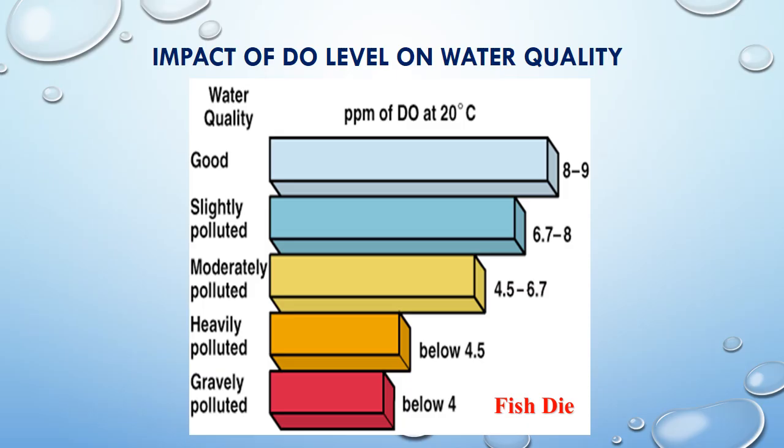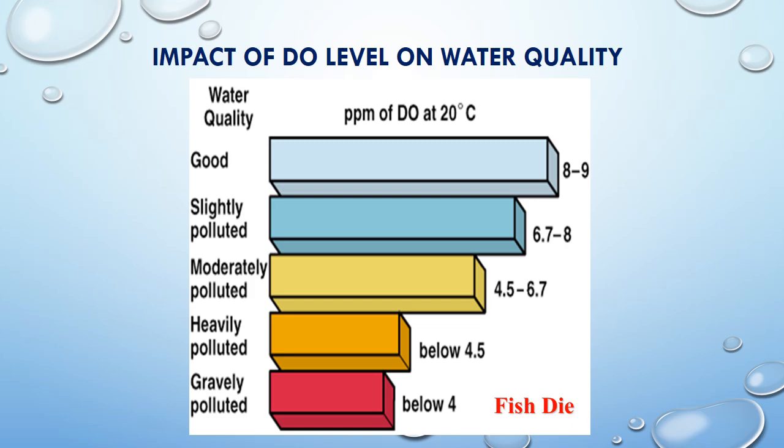If slightly polluted, the dissolved oxygen level can reduce to 6.7. Then in moderately polluted water, we see the dissolved oxygen level decrease to 4.5 to 6.7 milligram per liter. And in heavily polluted water, the dissolved oxygen level is reduced to less than 4.5 ppm. When it gets reduced to below 4, it is very harmful for aquatic life. Fish start to die at this condition.